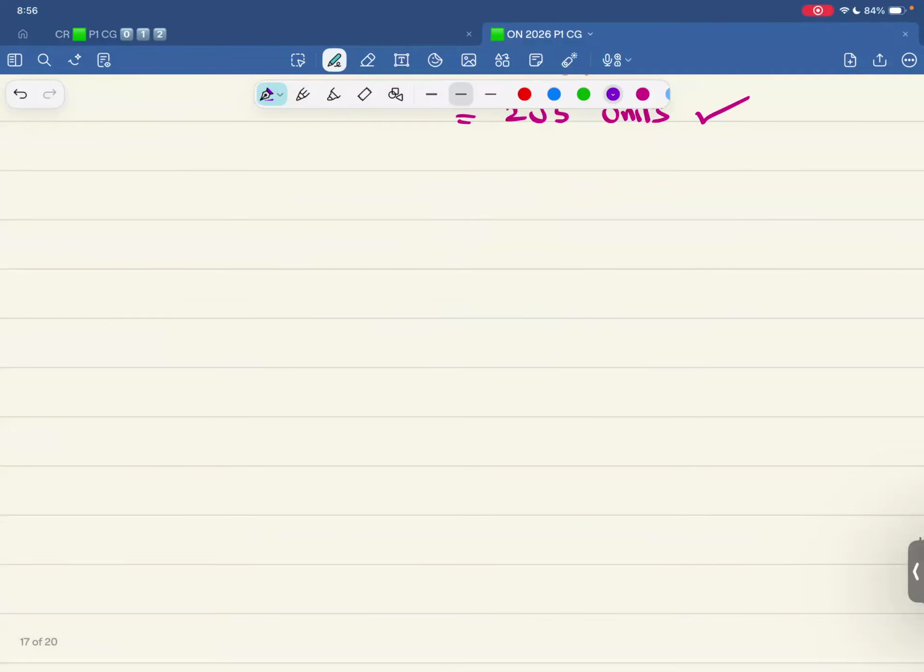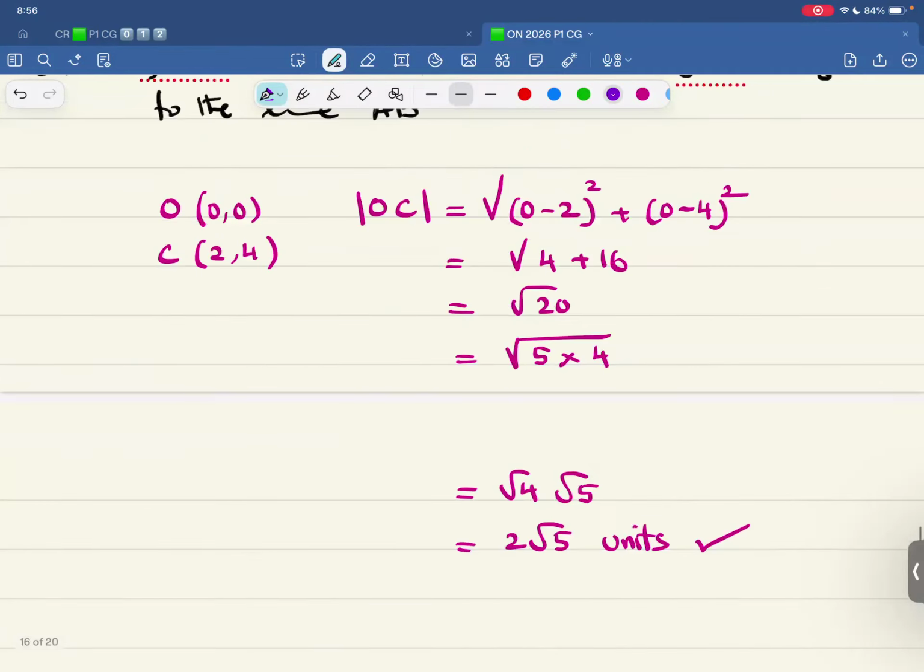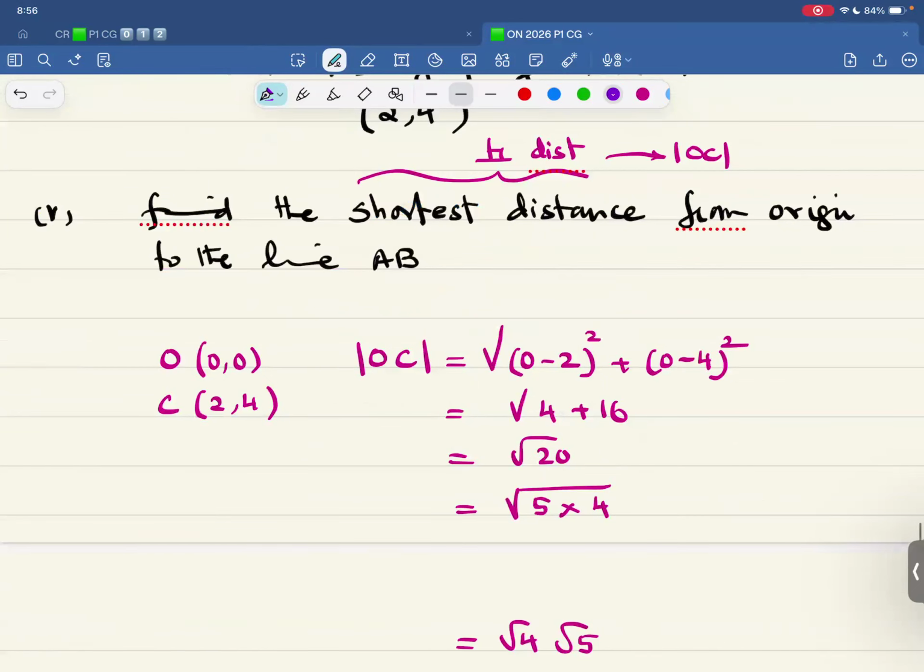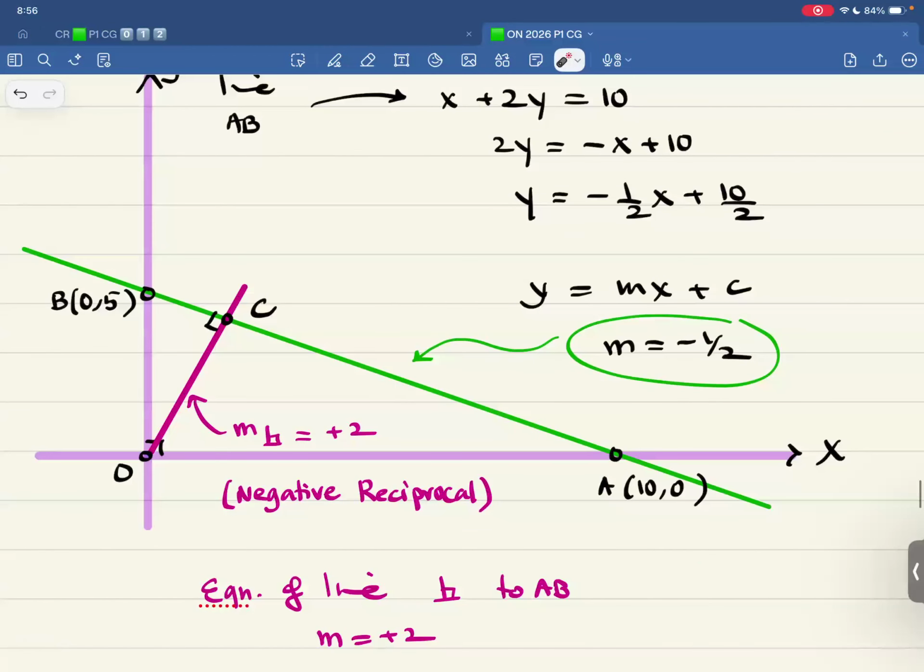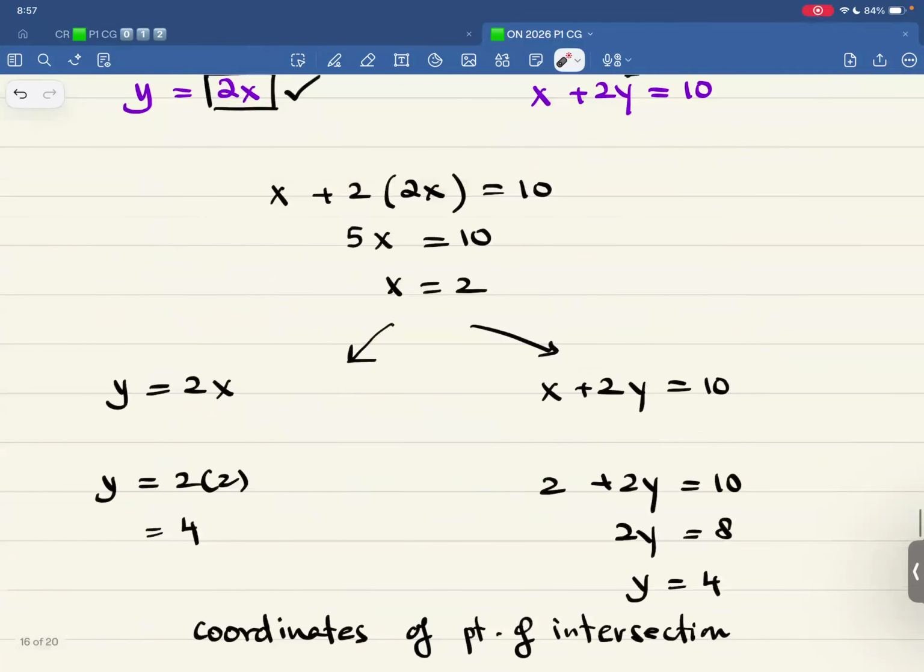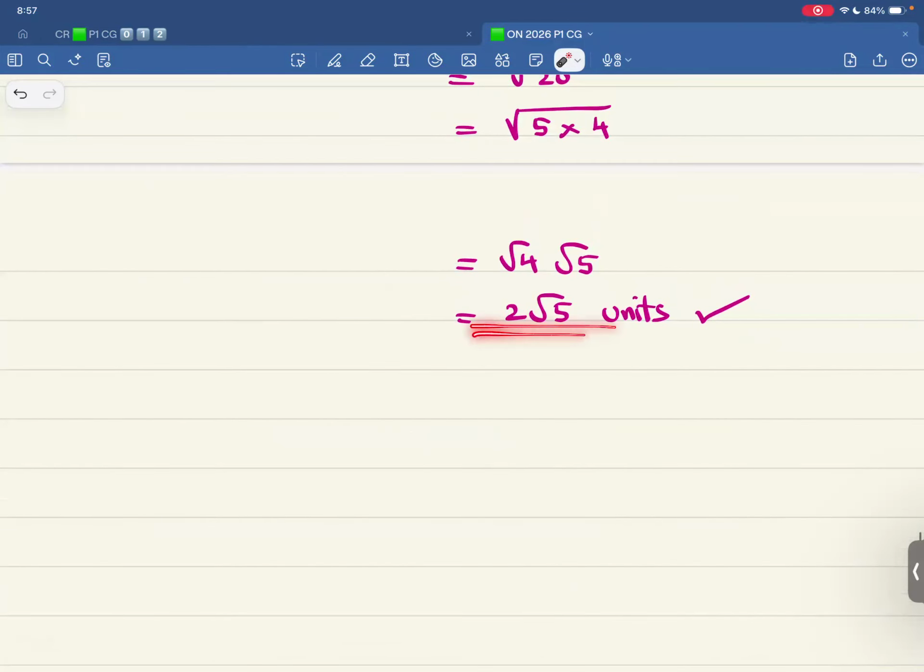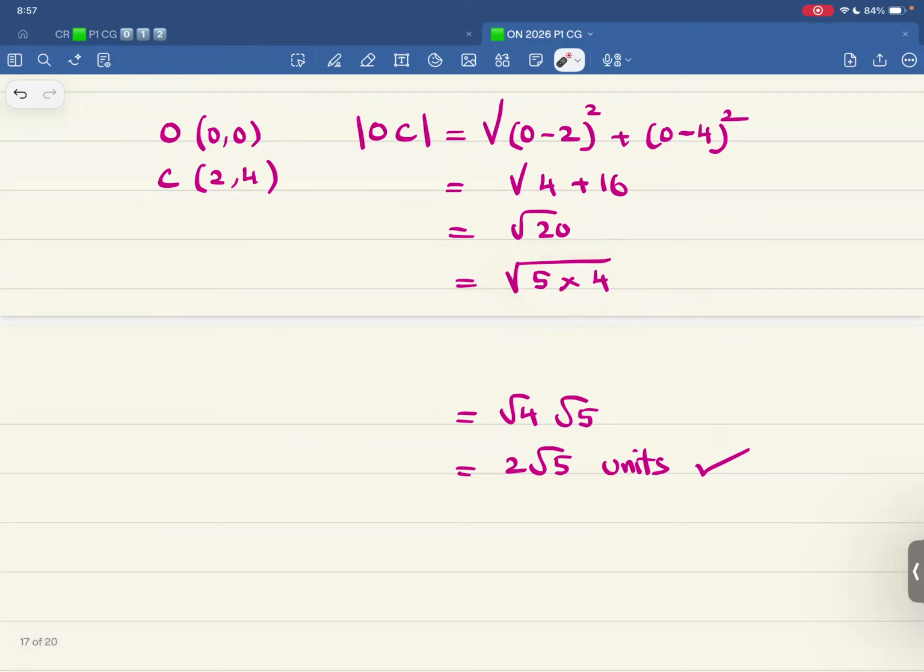Let me talk about one other thing. Now, someone asked about part 5, to explain it again. It says find the shortest distance from origin to the line AB. Shortest distance is the perpendicular distance. So we have found the equation of this line. We found the point of intersection. So the shortest distance from O to this line is the distance OC. Since we already know the coordinates of O and of C, we found this distance. That is how this is obtained, and this is using the concept of surds.